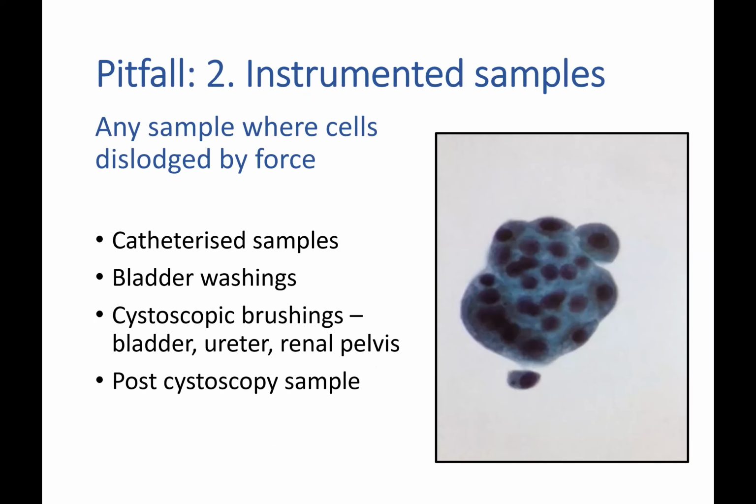Instrumented samples can also be a potential pitfall. An instrumented sample is any sample where the cells have been dislodged by force, including catheter samples, bladder washings, cystoscopic brushings of the bladder, ureter, renal pelvis, and also post-cystoscopy samples.